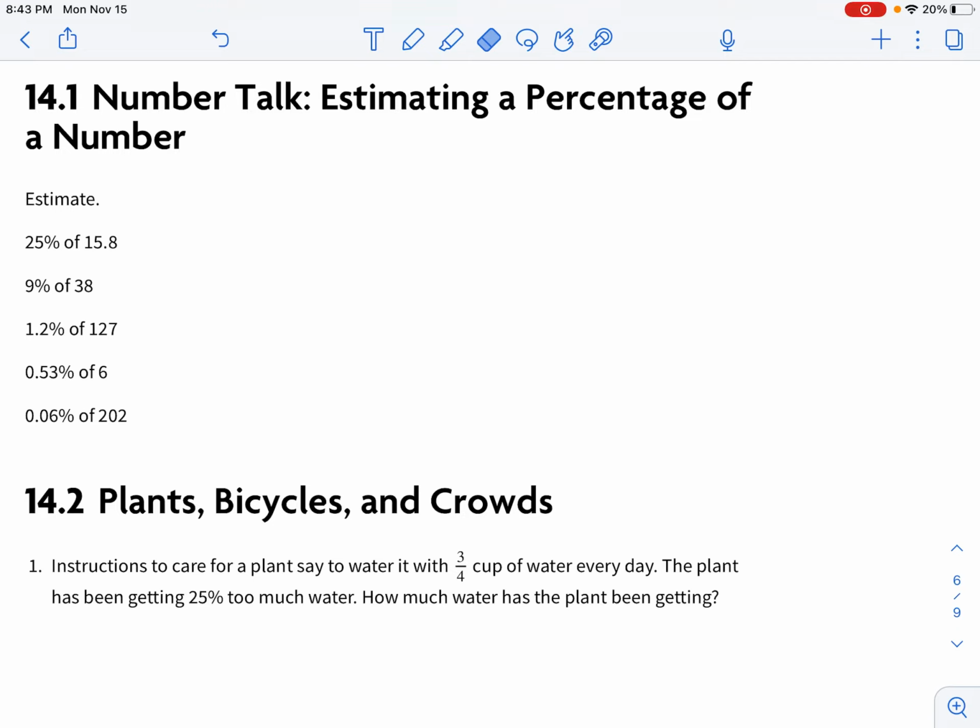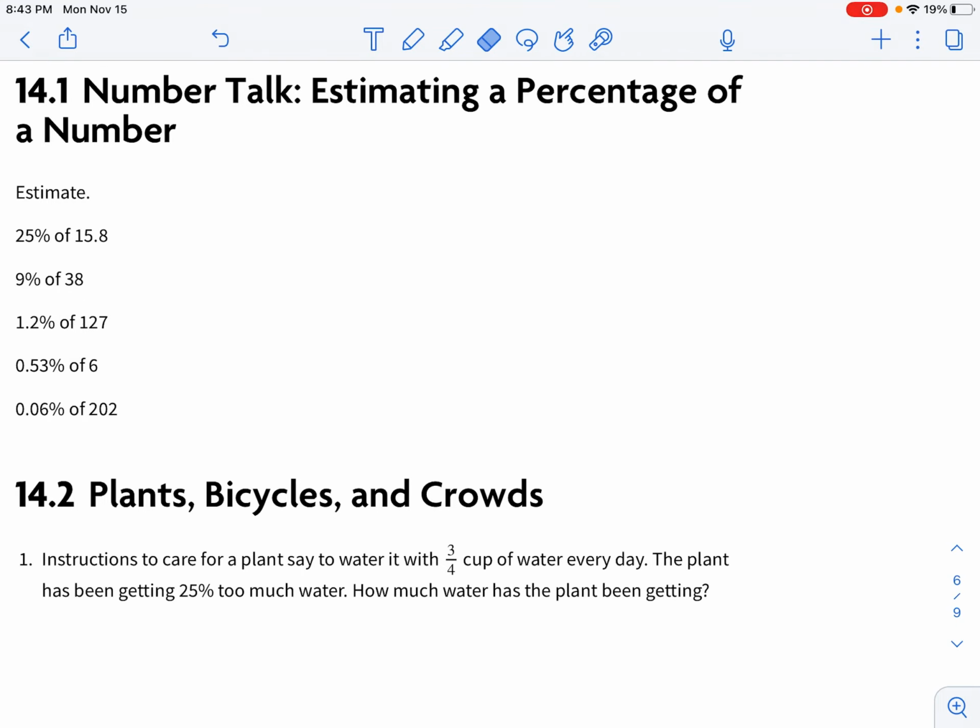So here, just a quick reference on how we find the percent of something. So 25% of 15.8. When it says estimate, that's about a fourth of 15, so that's pretty close to 16. So you're going to be roughly about 3.9. 3.95 is what I'll say. Because that's 0.25, which is a fourth.